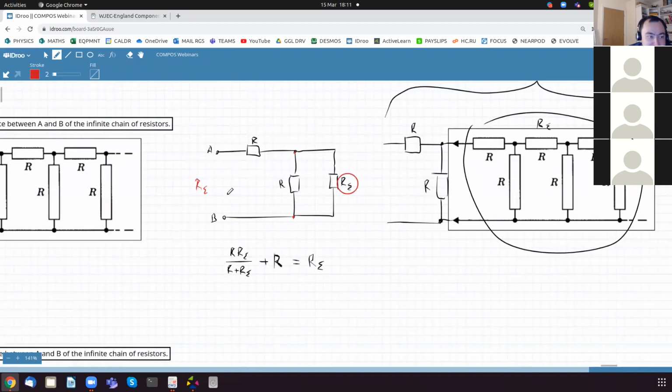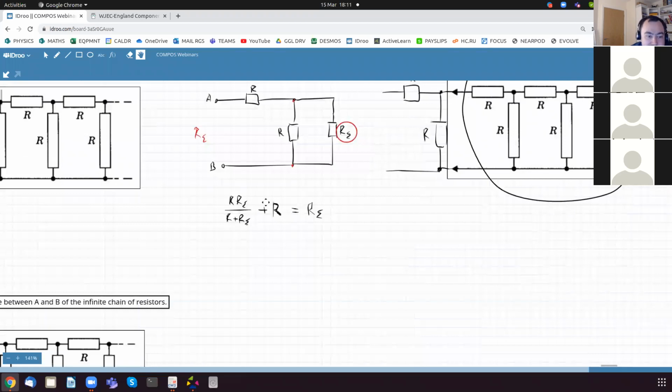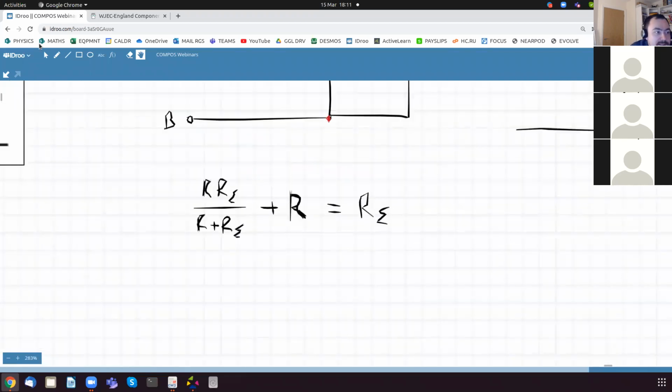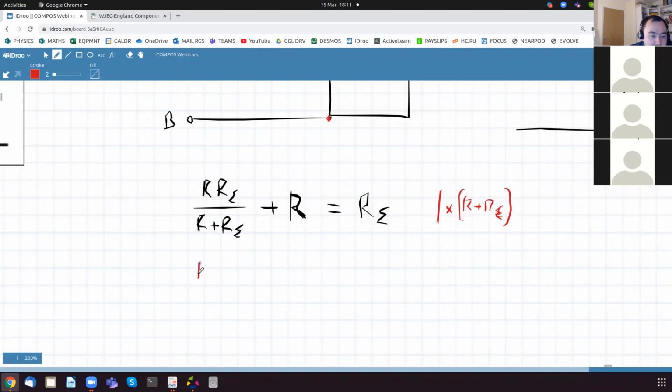All right, so here, and this might look horrendous, but it's not. It's a quadratic equation. So I'm multiplying by R plus R sigma. Sorry for the mess. So it's going to be R sigma plus R squared plus R sigma.